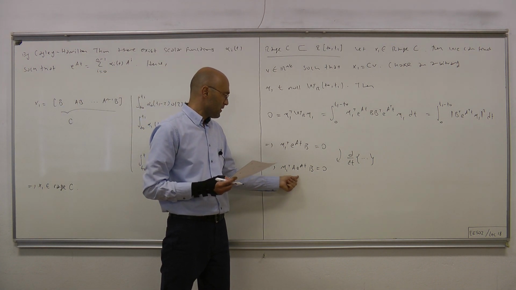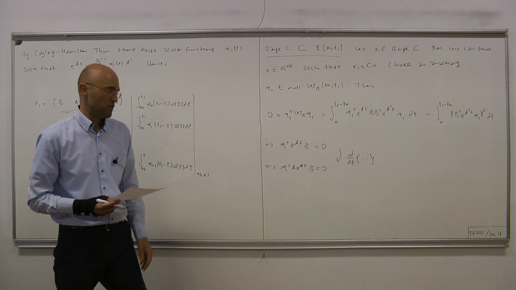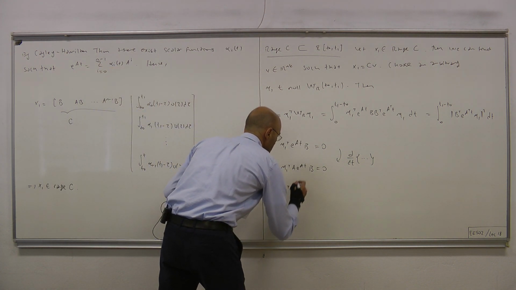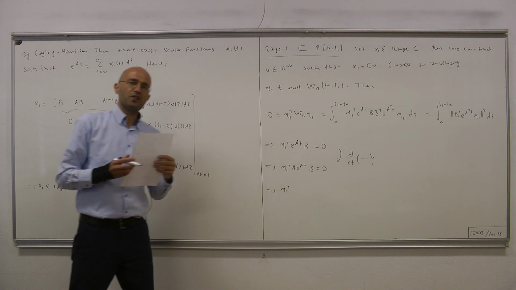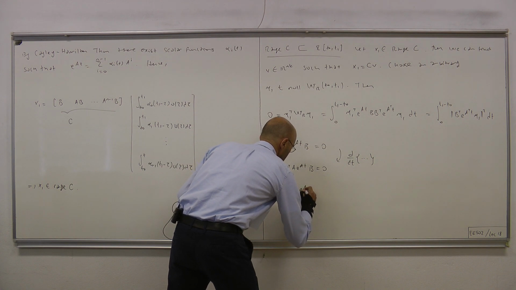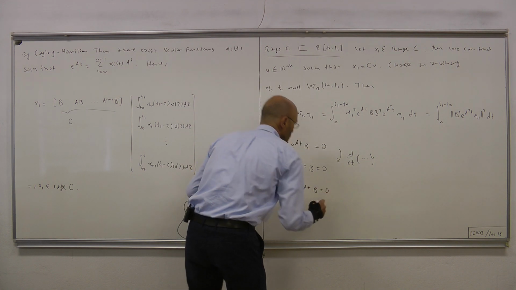Again, the same trick. This is constant, therefore its derivative must be 0. That produces eta 1 transpose. Now we differentiate e to the at once again, so it brings another a. So that means we have a squared e to the at b equals 0.